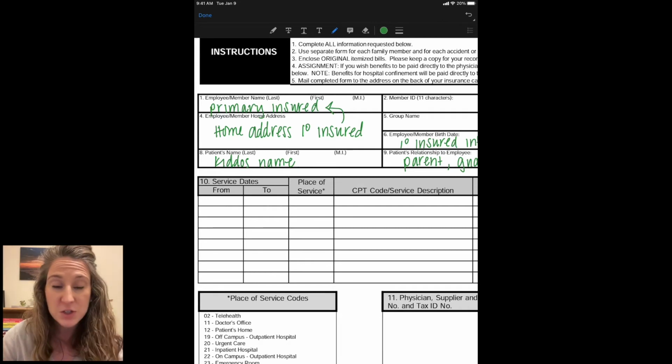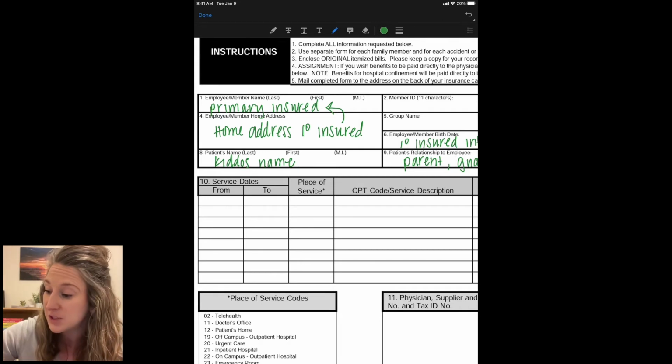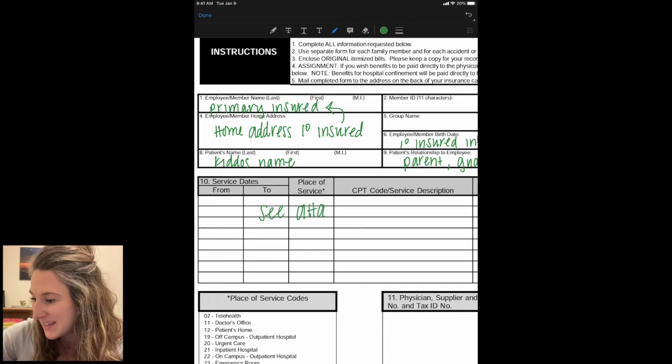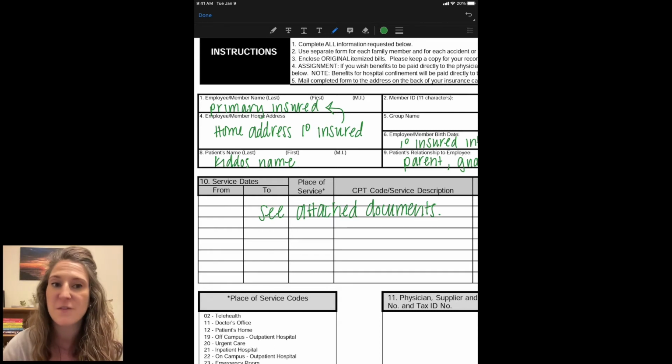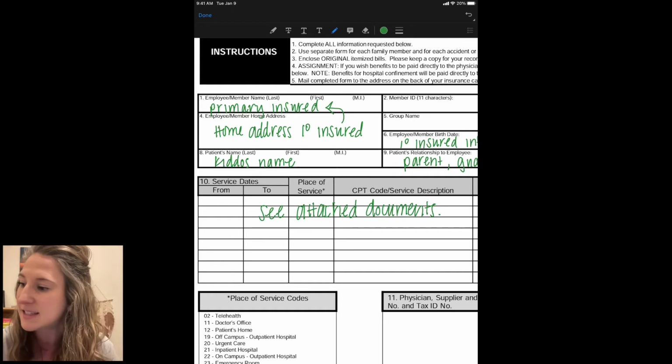Now, some insurance companies are great. You could just be like, see attached documents. Now, I wouldn't necessarily recommend that, especially if it's the first time you're submitting the claims, because a lot of times they will scan this form in, but they won't scan in the attached documents. So sometimes things can get lost.